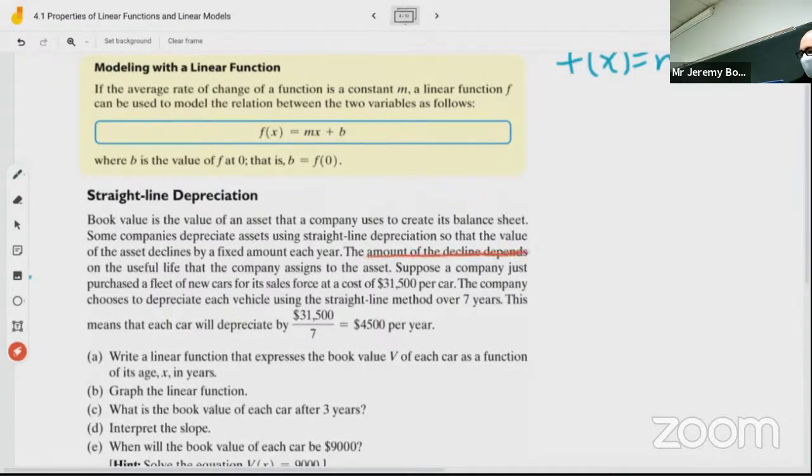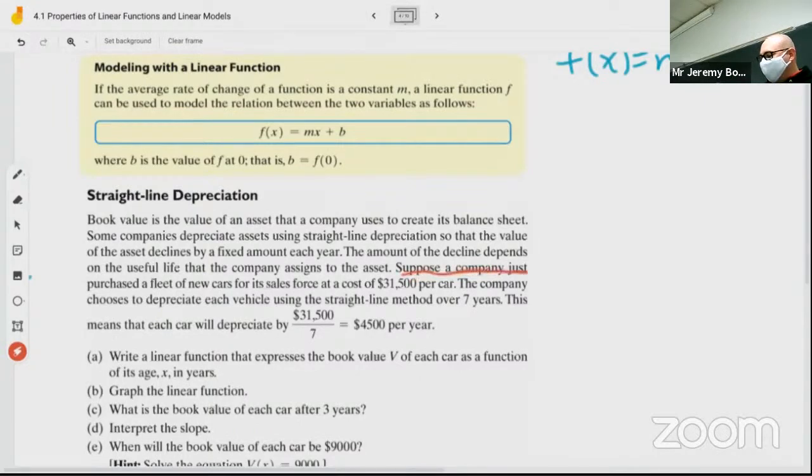The amount of the decline depends on the useful life that the company assigns to the asset. So if you made our printer only last us 2 years, then it's going to decline more rapidly, more per year, than if we make it last for 10 years.